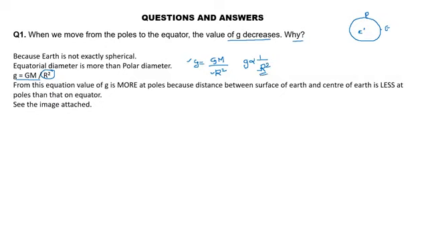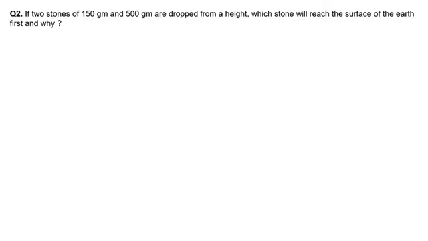So if there is an increase in distance, definitely the g will decrease. If the distance is less, the g will be more. So at the pole you can see the distance from the center of the earth is less as compared to the distance from the center to the equator, right? So from this equation, g is more at the pole because the distance between the surface of the earth and the center is less than that on the equator.